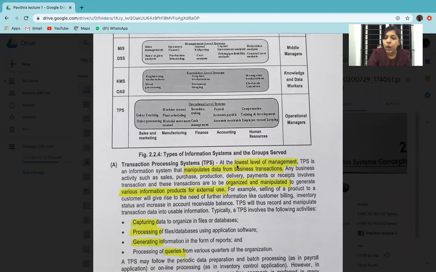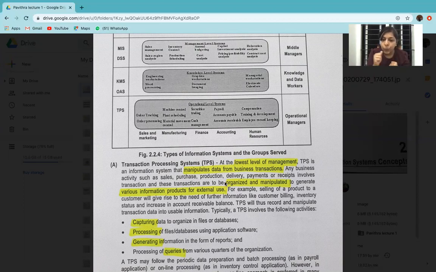It is for the lowest level of management, and it is for manipulation of data from business transactions like sales, purchases, other vouchers, payments, receipts, you know it all. So it's for the lowest level of management and manipulation of data from business transactions. It will organize and manipulate data and provide reports.